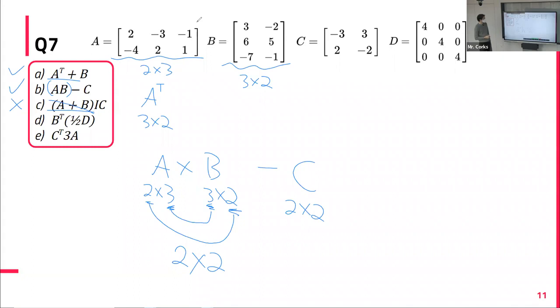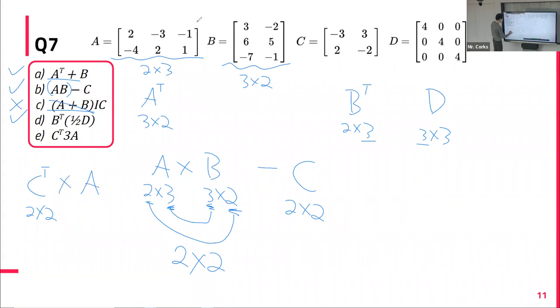D, we say possible. B transpose, what would the dimensions be? 2 by 3, and D is a 3 by 3. Inside numbers match, that's possible. And E, possible. C transpose is still a 2 by 2, and A is a 2 by 3. Inside numbers match. That's going to work.